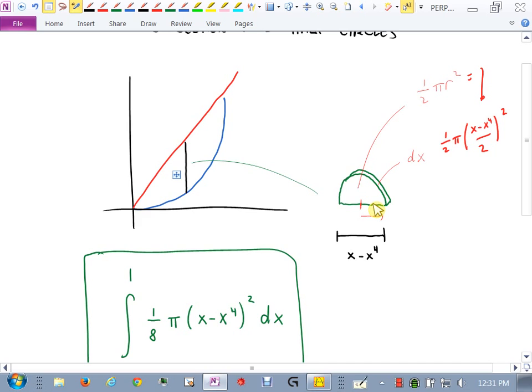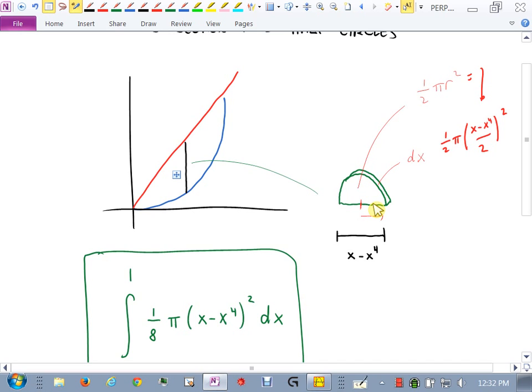I know the diameter because the diameter is where I cut it. The diameter is all the way across this. That is x minus x to the fourth. Diameter, though. Half of that is radius. So I take that and divide by 2, if it says half circles.